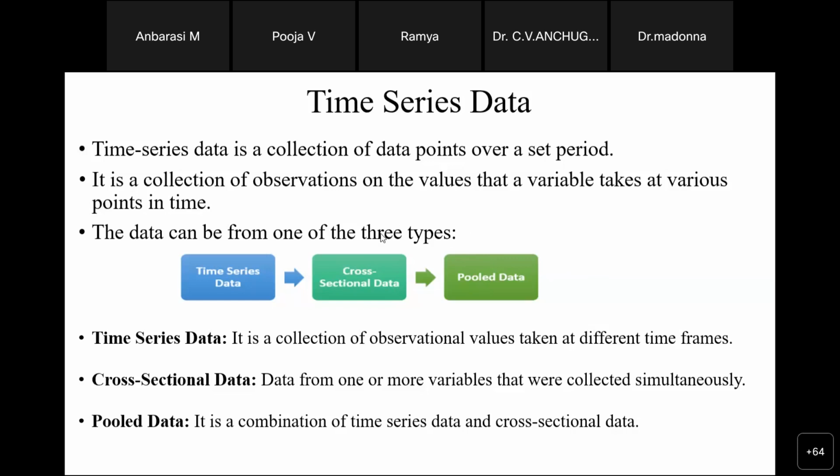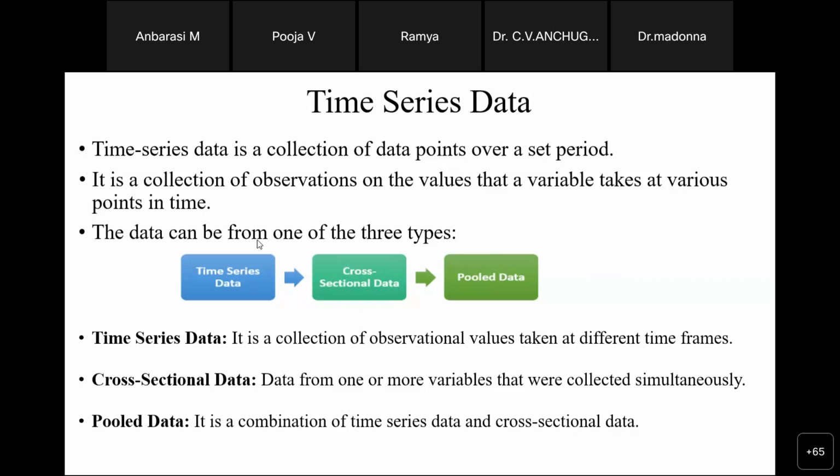Okay, so time series analysis is actually a collection of observations on the value that a variable takes at various points in time. Based on the previous historical data, we can predict the future data.